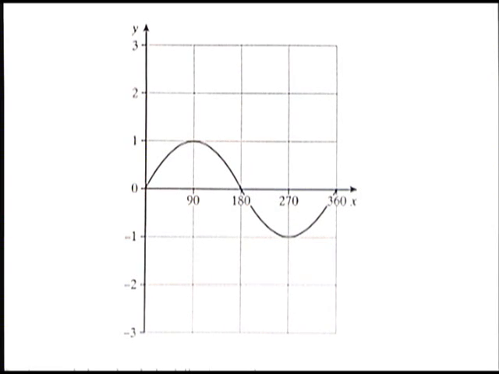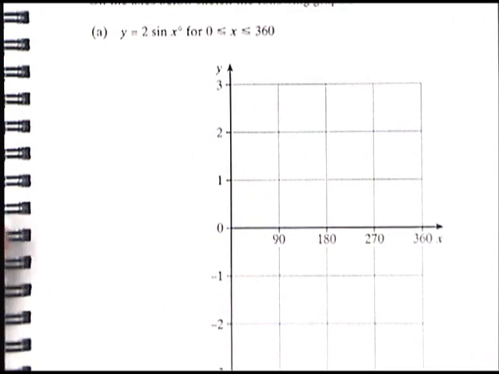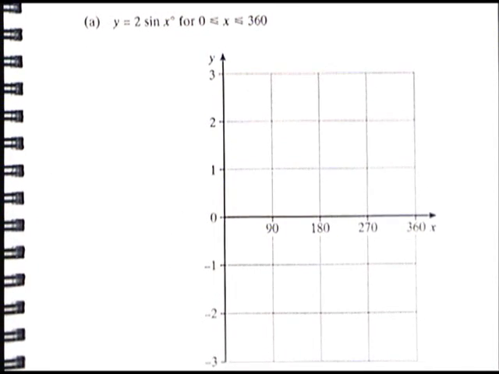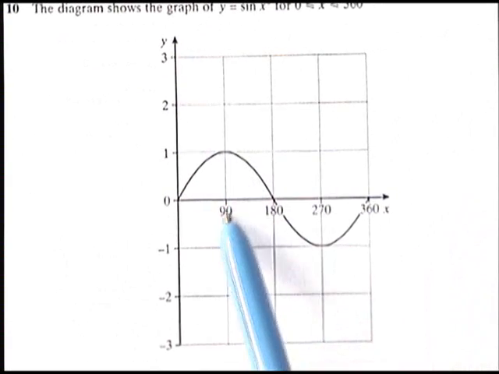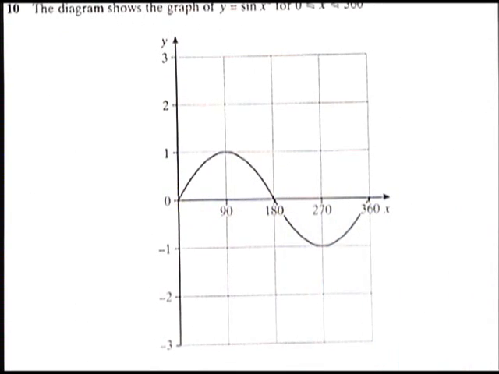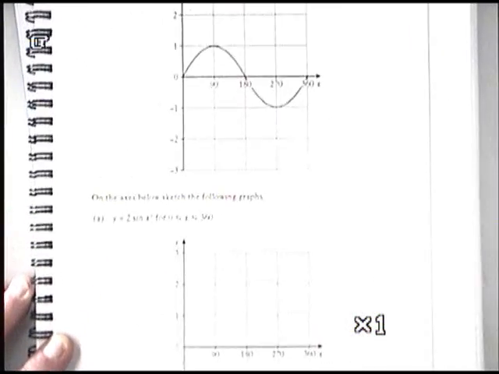On this question, you're given the graph of y equals sine x, and it's very important that you refer back to that in pretty much everything else you do. In part A, we've got to sketch the graph of y equals 2 sine x. So, if we just choose some values, significant things are happening at 90, 180, 270 and 360. I'm going to zoom out for a minute so we can try and see both graphs together.